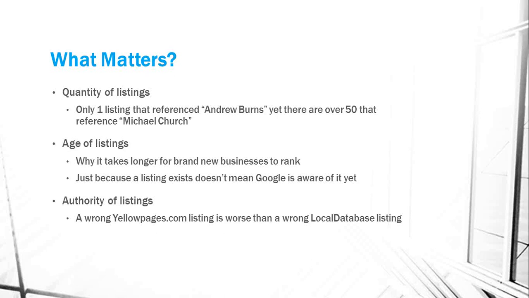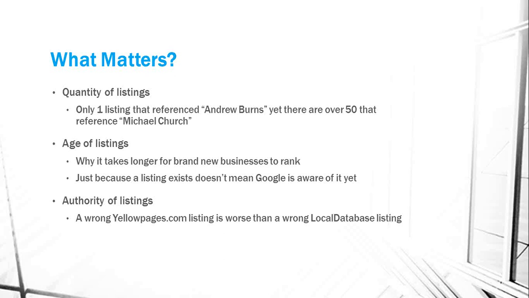Age of the listing definitely matters. This is part of the reason why it takes longer for new businesses to rank. You guys would be amazed at how many spam listings get created on Google every day. It is kind of rampant. So Google definitely has procedures in place to make sure that just because 100 new listings pop up overnight for a business, that doesn't necessarily tell Google that it's a real business. They do trust listings that have been around longer.